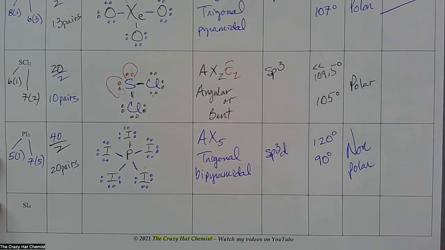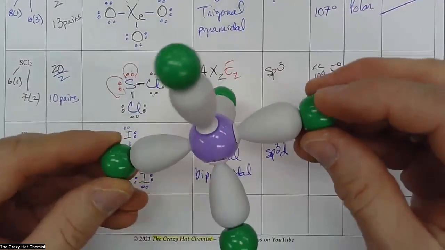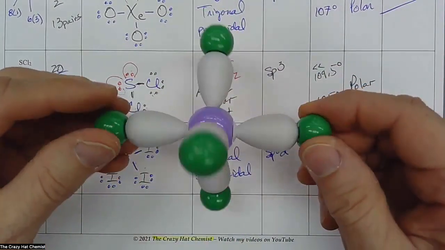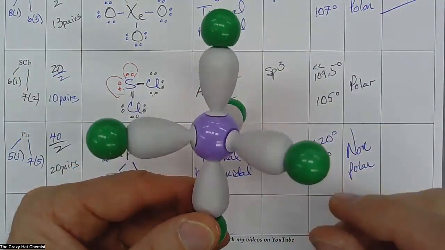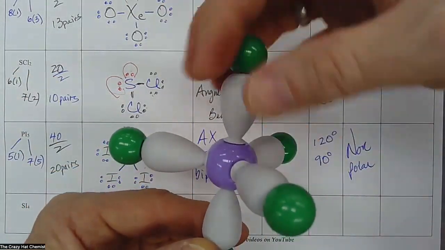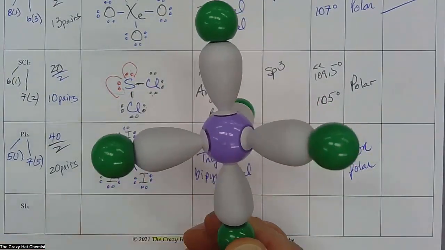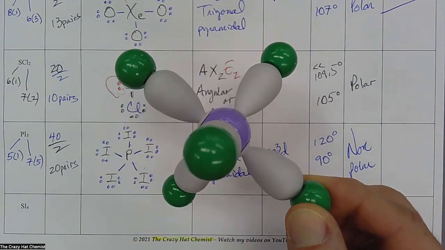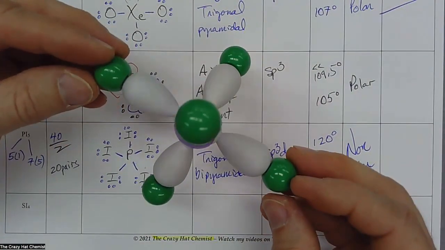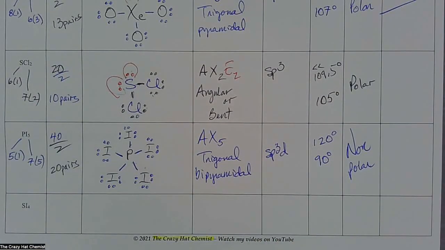And let me show you what this one looks like. This is the trigonal bipyramidal structure. And you can hopefully see rotating in the center, there's that trigonal planar structure, and then bipyramidal in that there's a pyramid on the top and a pyramid on the bottom. And hopefully that makes sense here for you. Trigonal bipyramidal. This is going to be symmetrical, and that's why this one is nonpolar. Beautiful. All right, let's move on to this next one here.